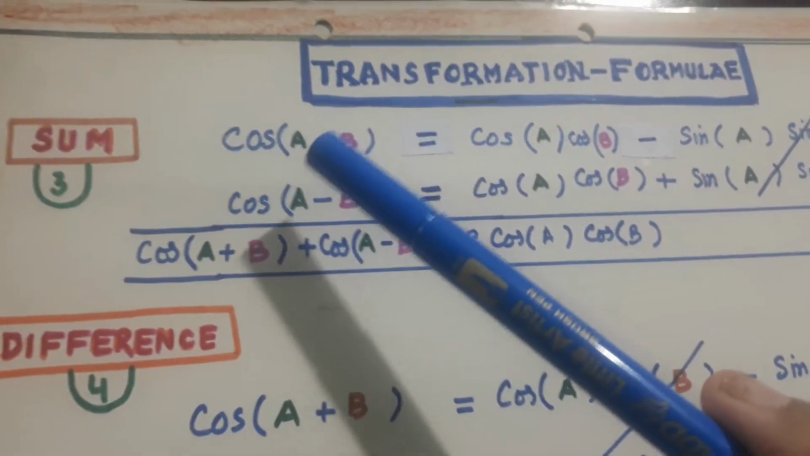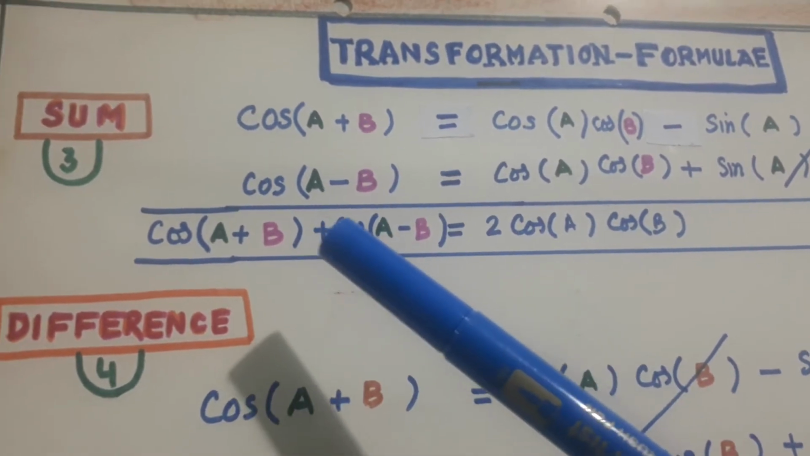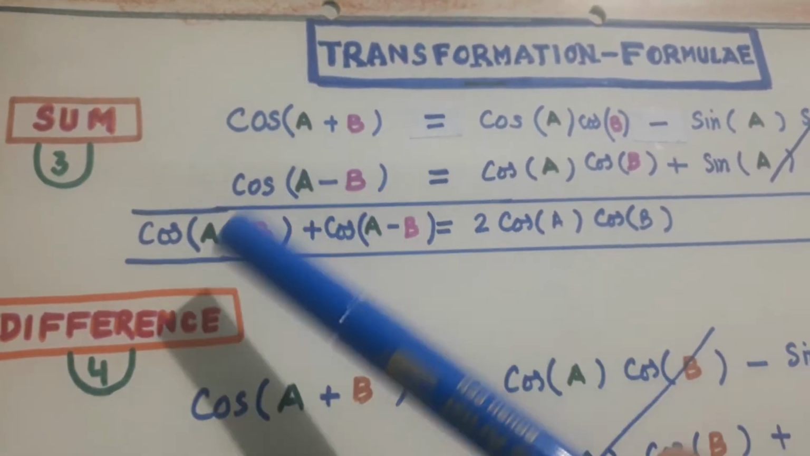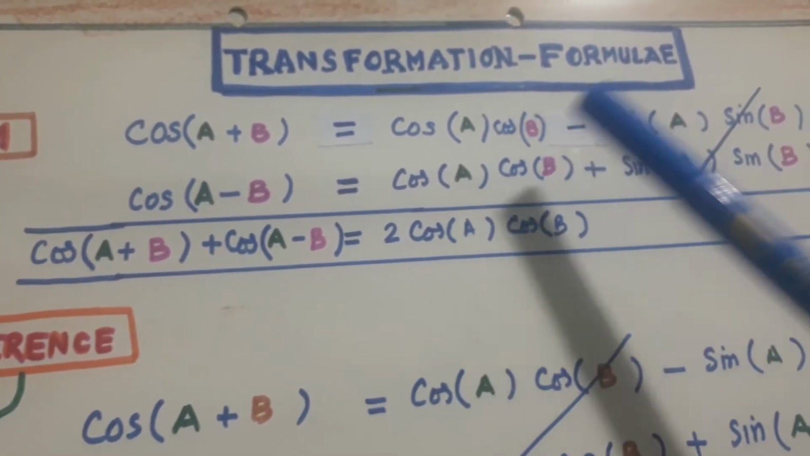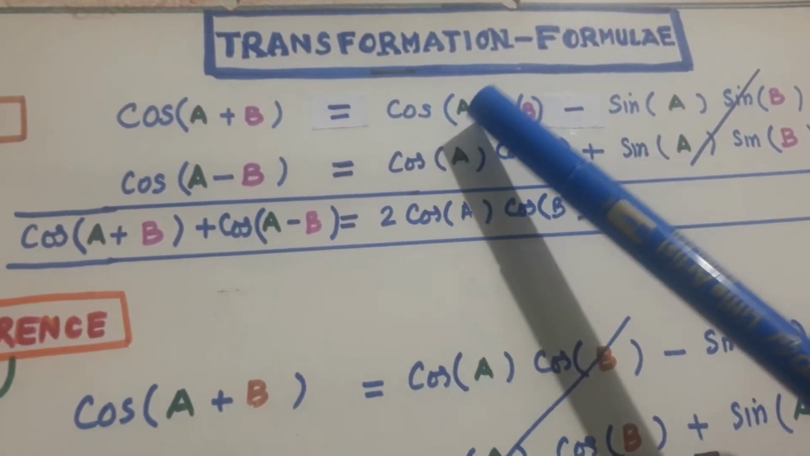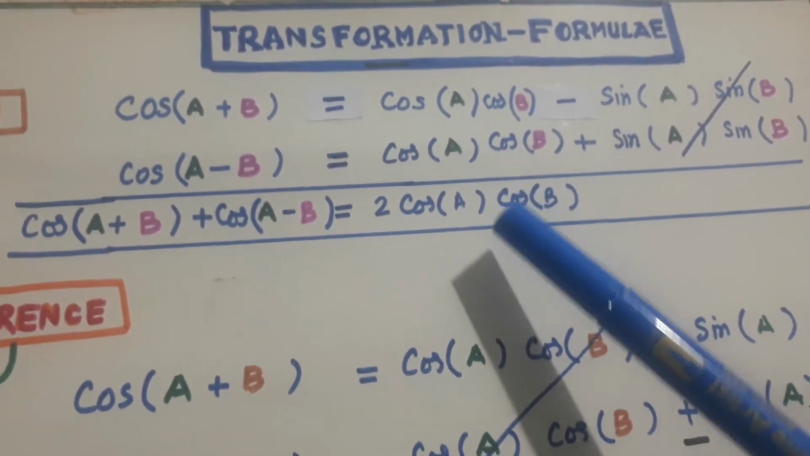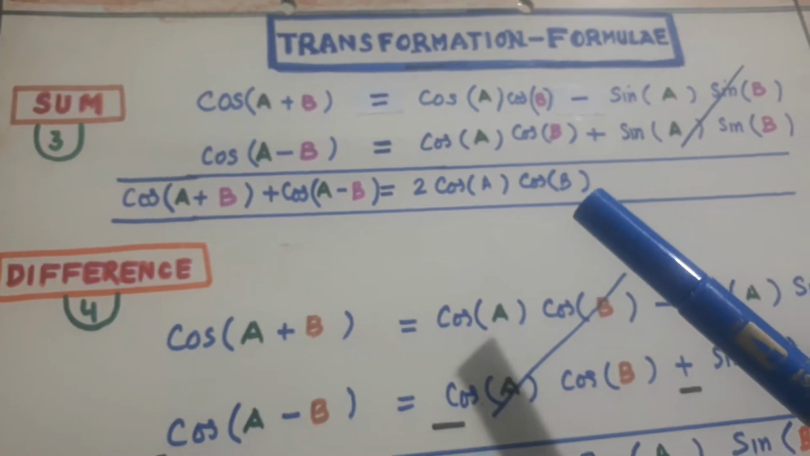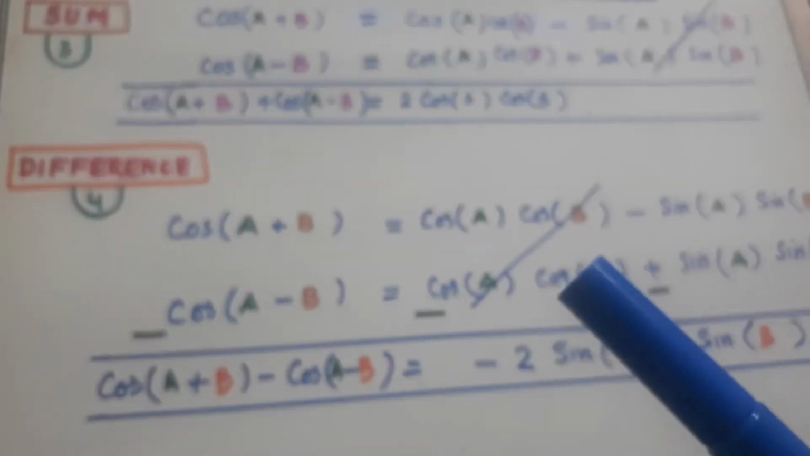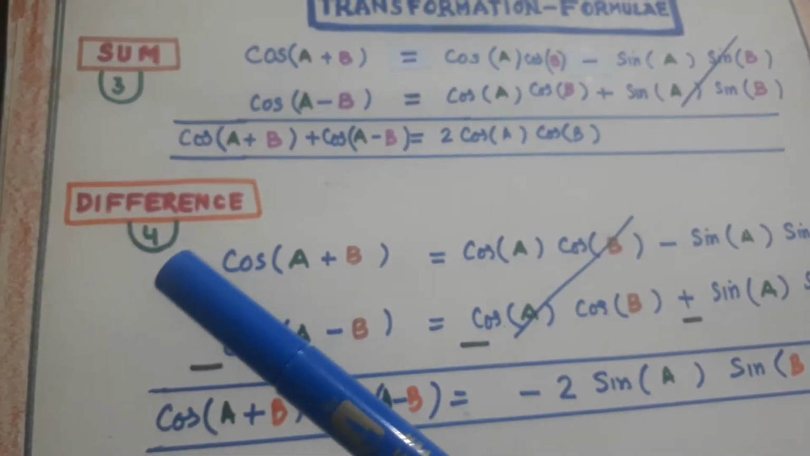Now let us add them. We'll get another formula. Cos A plus B plus cos A minus B. This will be cancelled up. So cos A cos B, when added, that will become 2 cos A cos B. Now let us go to the next formula.